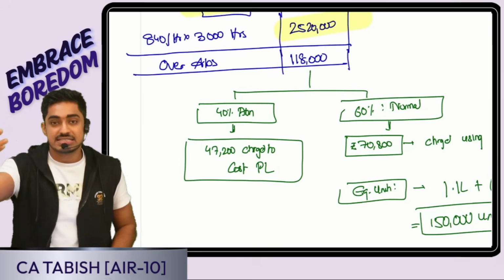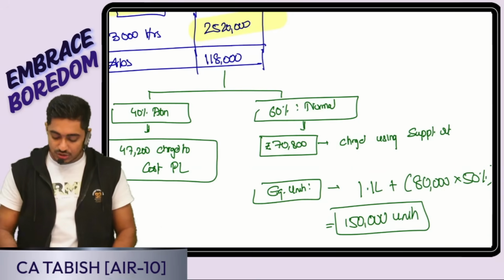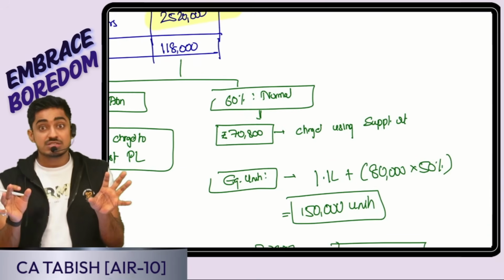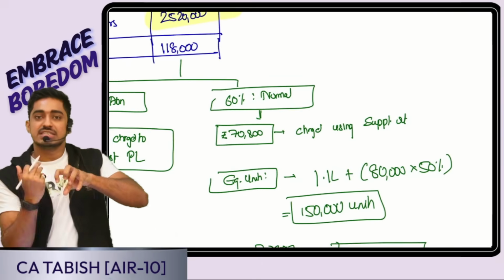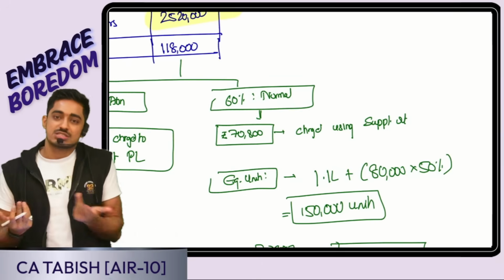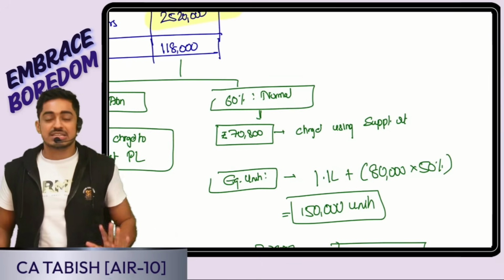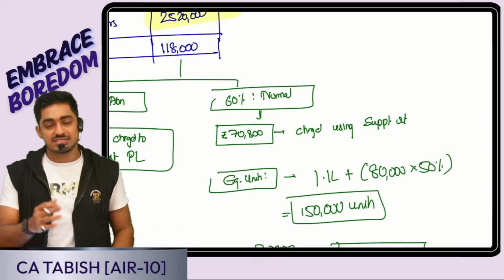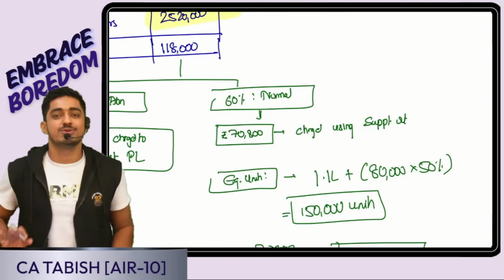60% is a general increase in cost, normal increase in cost. That means I'll be charging again using my supplementary rate. Yes or no, everyone? I am presuming you guys know the concepts already. Just case scenarios we are discussing. If you don't know the concept, there is absolutely no point. You'll have to first understand the concept, either purchase a regular class or exam oriented class or refer to marathon.